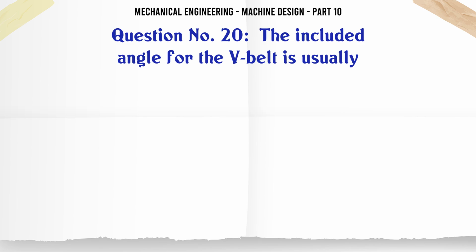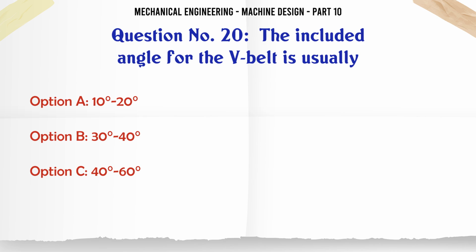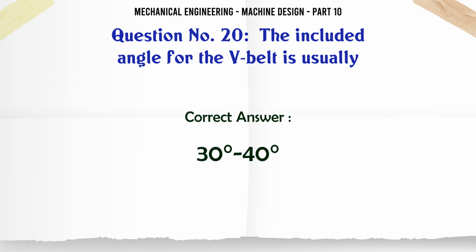The included angle for the V-belt is usually A. 10-20, B. 30-40, C. 40-60, D. 60-80. The correct answer is 30-40.